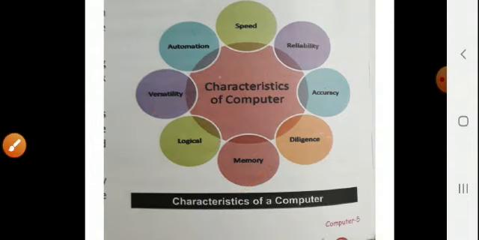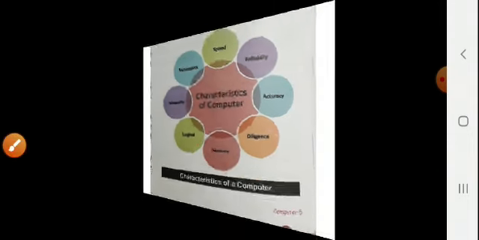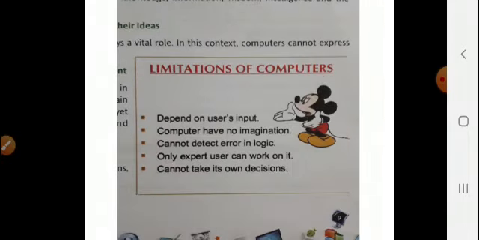Now the last topic of this chapter is the limitations of a computer. What are the limitations? Although the computer has many advantages and characteristics, there are also some limitations, as it works on human input, on human advice. Although a computer is far better in performance than a human being, it fails in certain ways. We will see those ways here.